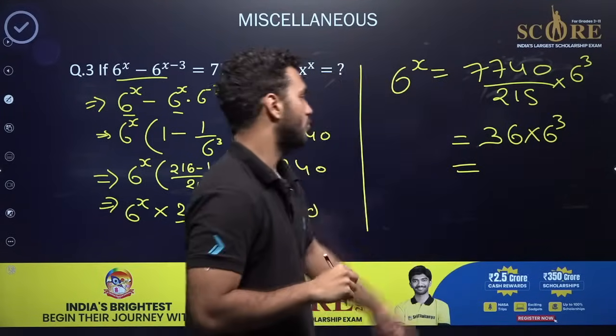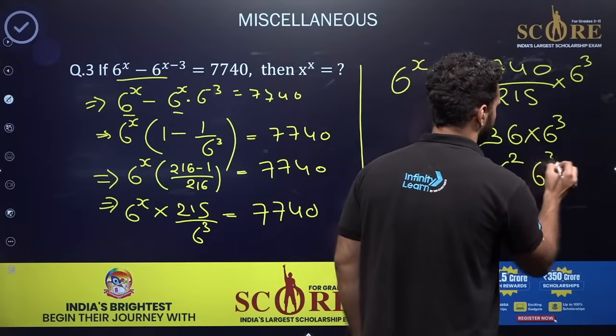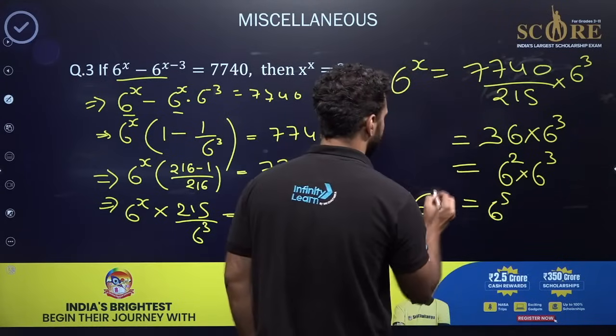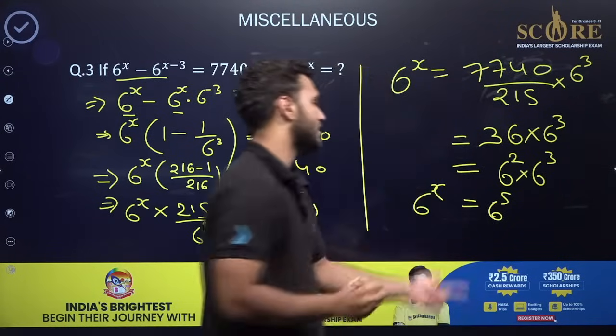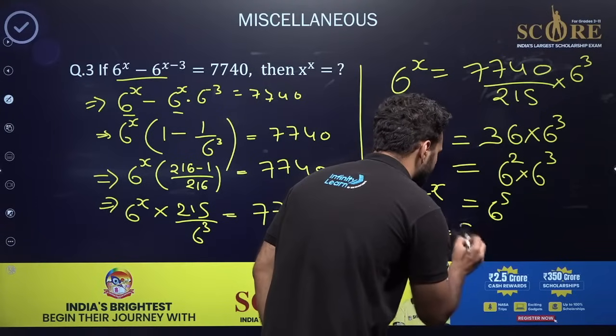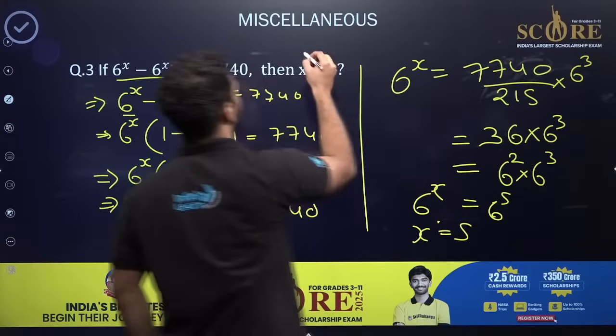Now next, what is 36? 36 is nothing, sir, 6 to the power 2 into 6 to the power 3. What will I get? 6 to the power 5 is equal to 6 to the power x. Now compare this. What will I get? Sir, x is equal to 5. What do we have to find? X to the power x.